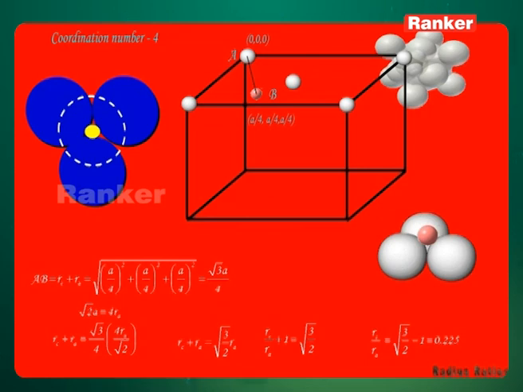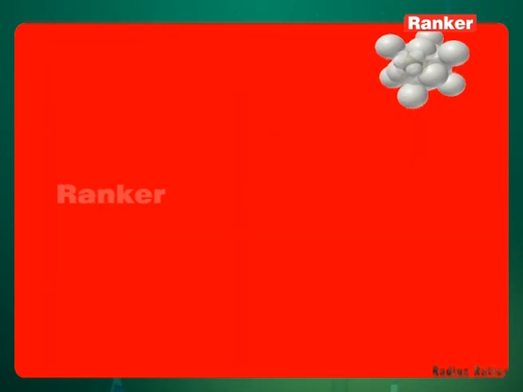0.225 is the minimum radius ratio. Here you have to understand that for the radius of cation to anion, the minimum radius ratio must be equal to 0.225 in order to have a tetrahedral void. In other words, the radius of the tetrahedral void should be a minimum of 0.225 for the cation to occupy.